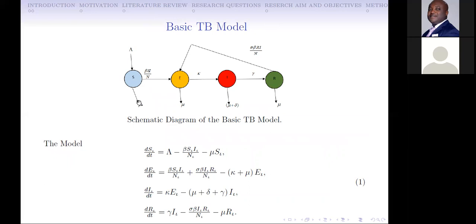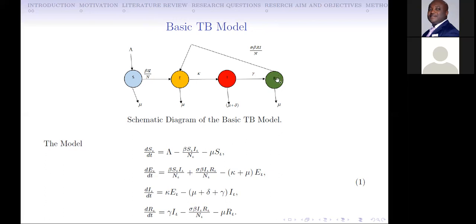In each class, there will be natural death. Mu represents the natural death rate. K represents the incubation period. And we have mu D here, which represents the death due to the disease, those that died due to TB disease. Omega here represents the recovery rate.